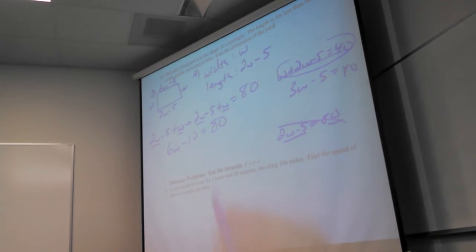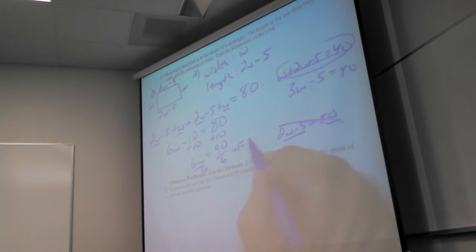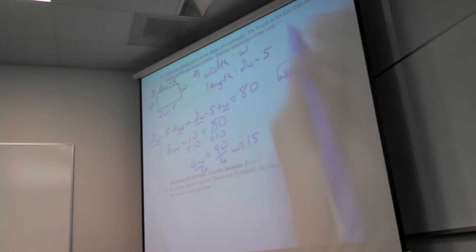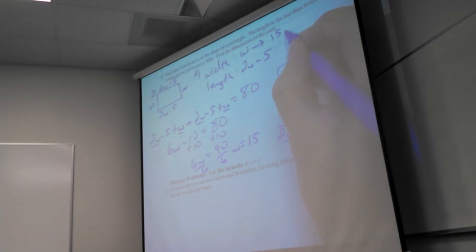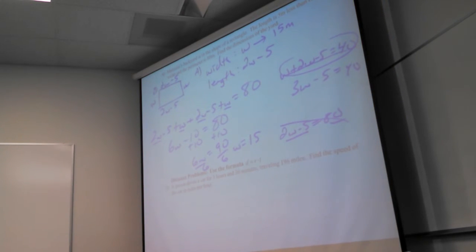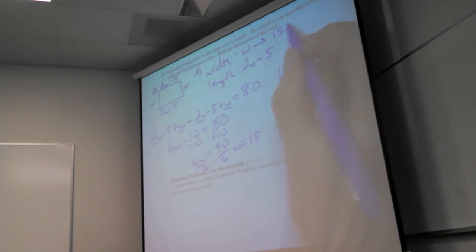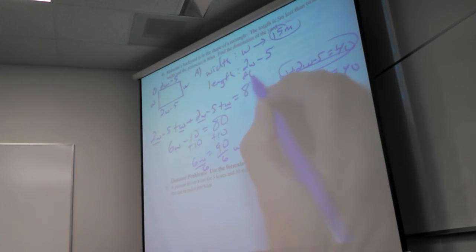All right. And then how do I finish this one out? Add 10, 19, and then finally, divide by 6. W equals 15. So now up here you can put 15 meters. And then what's the length got to be? It'll be twice 15 minus 5, and that's going to be 25 meters.